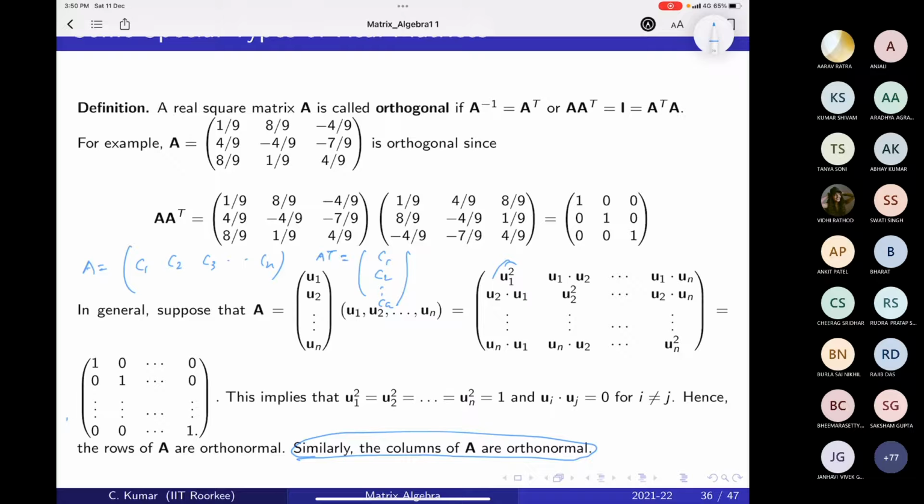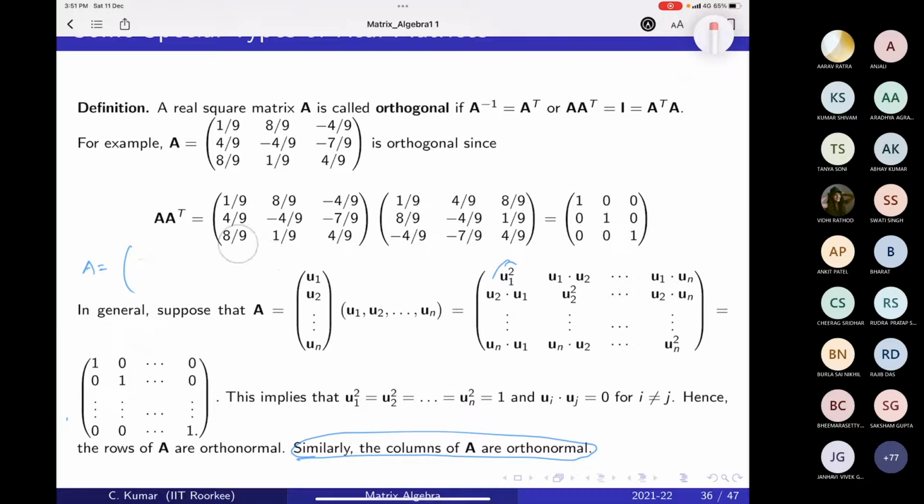And then you multiply, equate this to the identity matrix, and compare the product A into A transpose with the identity matrix component-wise. So you can see that the columns of A are also orthonormal.